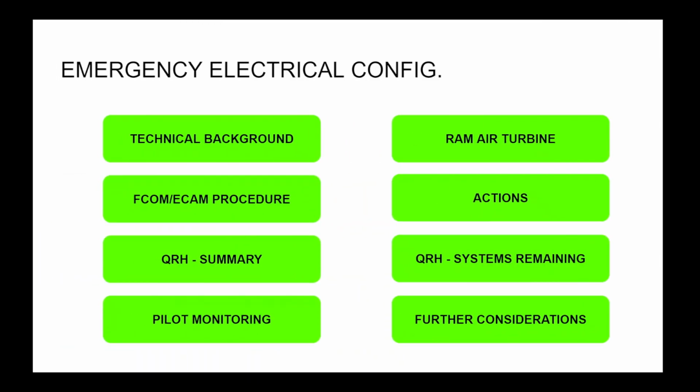Welcome to this theory part on electrics. Today's lesson will look into the emergency electrical configuration. We will cover all the necessary topics for this failure, including the technical background, the RAM air turbine, the Ecam and Ecam procedure, the actions following this failure, the QRH, both the summary and the systems remaining, the importance of the pilot monitoring role, and also further considerations.